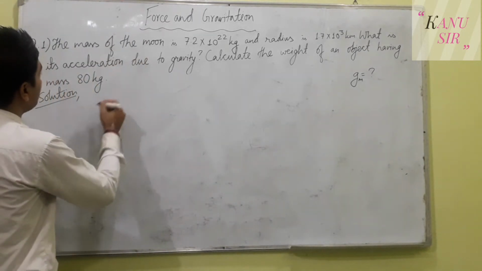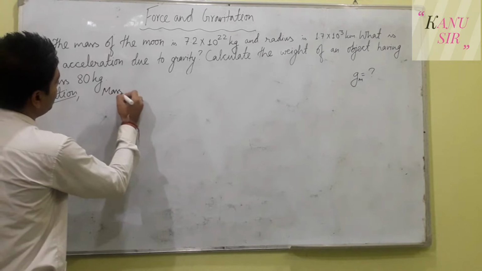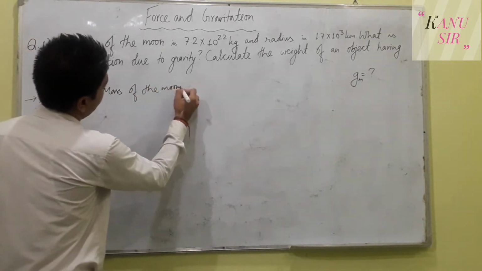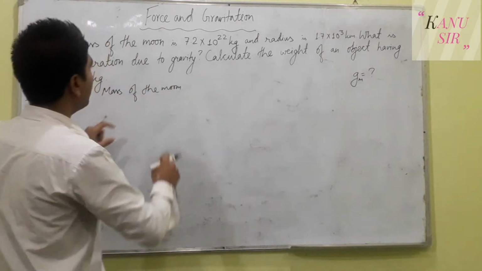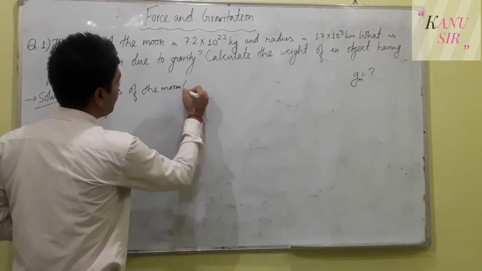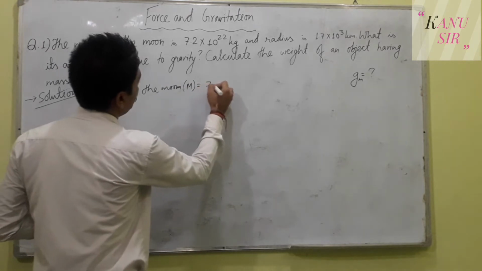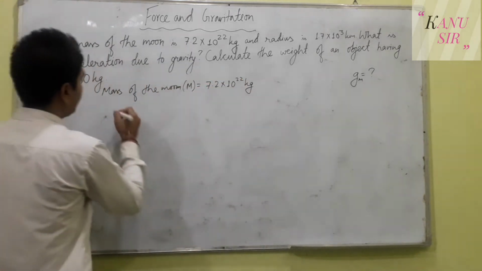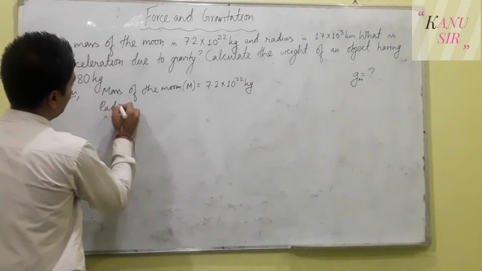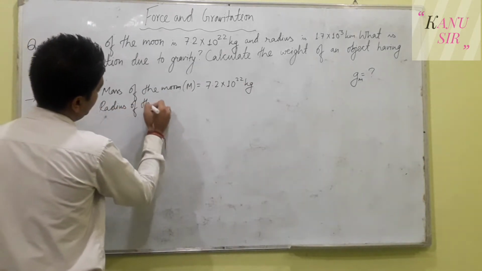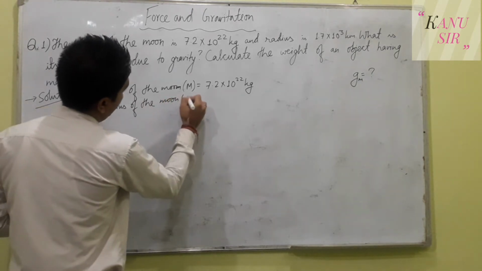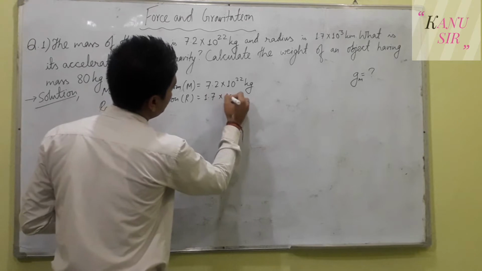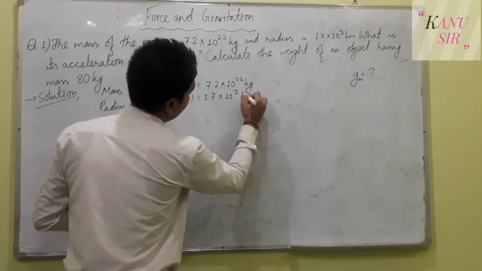So we'll write the given terms here. Here, for the first term, it will be the mass of the moon, so we'll write capital M is 7.2 into 10 to the power 22 kilograms, and the radius of the moon, R is equal to 1.7 into 10 to the power 3 kilometers.